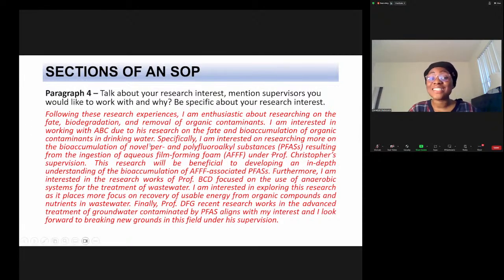Now, in the person's first sentence, he had already summarized everything these professors are working on, because they said, "I'm interested in researching fate, biodegradation, and removal." So the person had already seen these three professors and asked, how do I summarize whatever they are doing? And that person summarized it and made it the first sentence in that paragraph. Then the person went on to say, this is the professor I want to work with, this is what this person is working on, and this is how it ties back to my research interest.